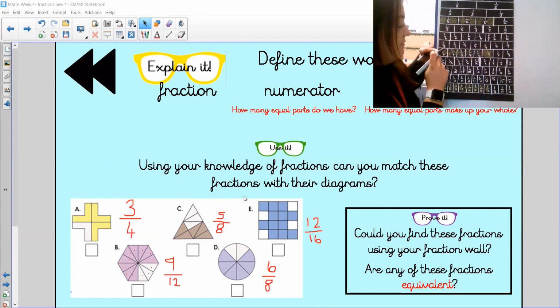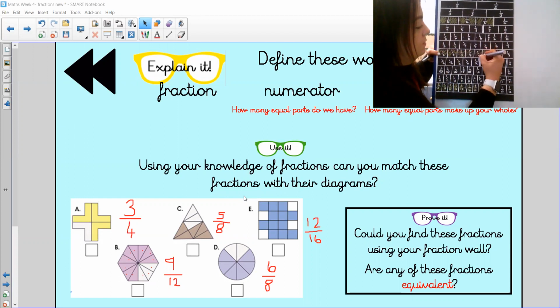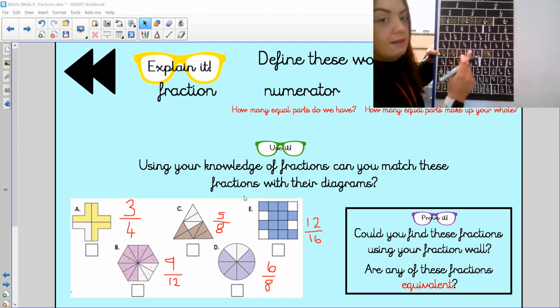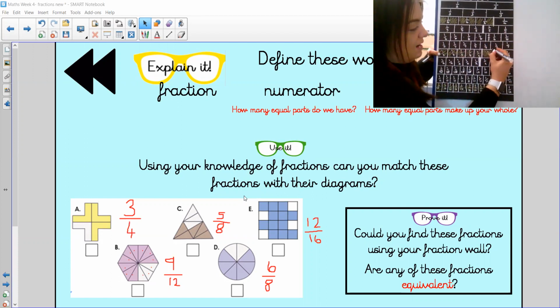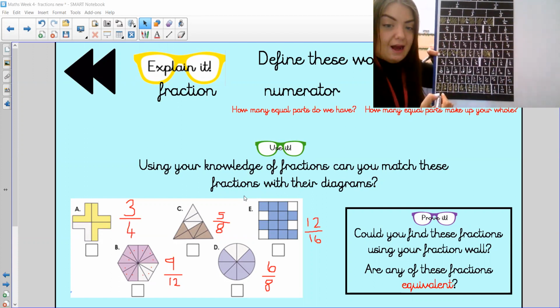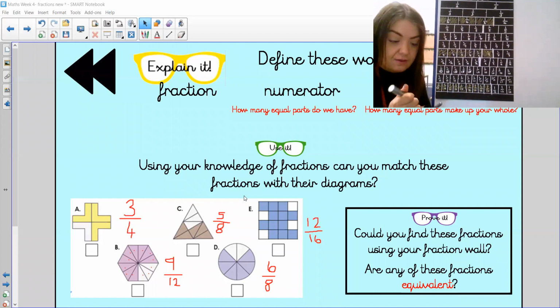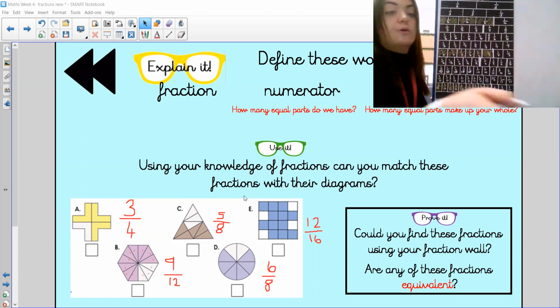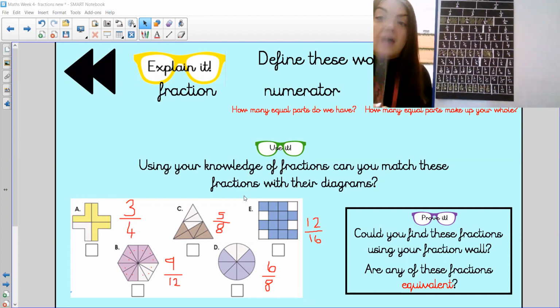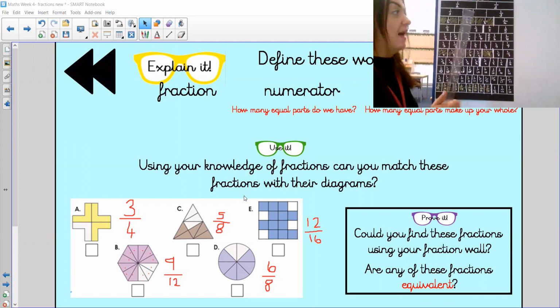Next one, I've got 5 8s, so there's my 8s. I've got 5 of them, which is this one here. And then the next one, I've got 6 of them, so that's an extra one. Then I have got 12/16, which I don't actually have 16ths on my fraction wall, so we're going to leave that one for now. So if they're equivalent, remind me, what does that mean? That they take up the same amount of that whole. It's the same amount, the same value.